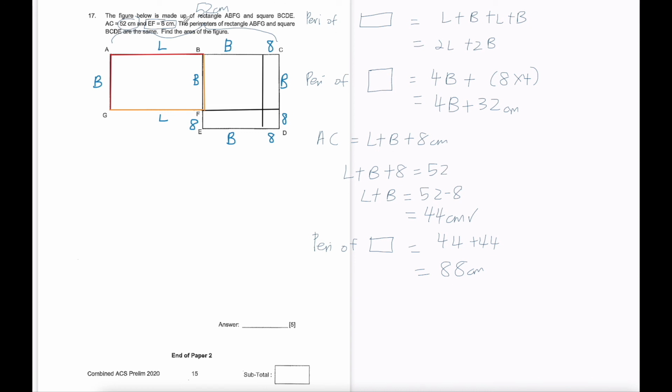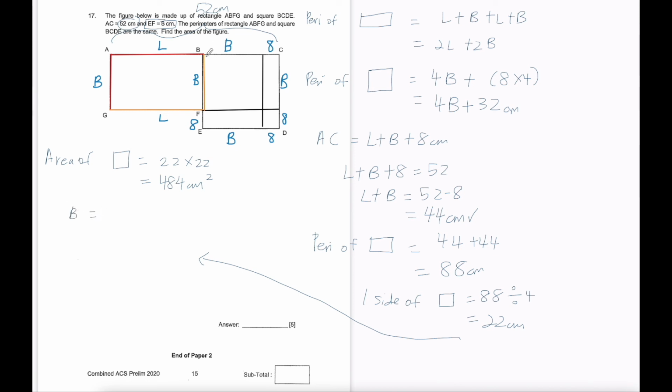And what did they say? The perimeters of the rectangle and square are the same. So if the perimeter of the square is 88 cm, that means one side of my square equals 88 divided by 4, because the sides are equal. So now can we find out the area? Let's find out the area of the square first. Area of the square equals 22 times 22, which is 484 cm square.